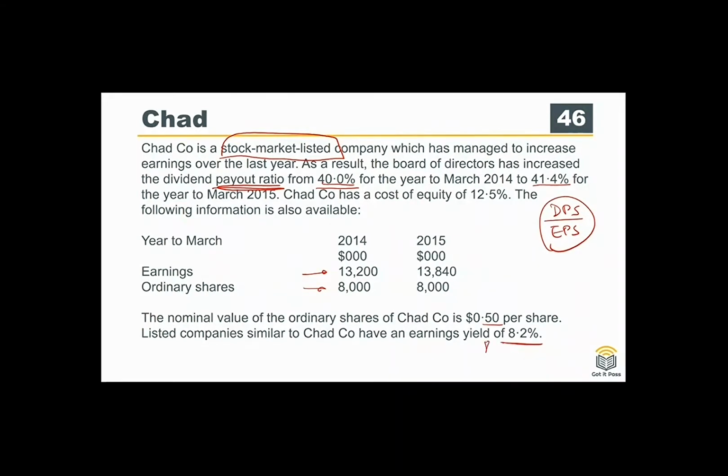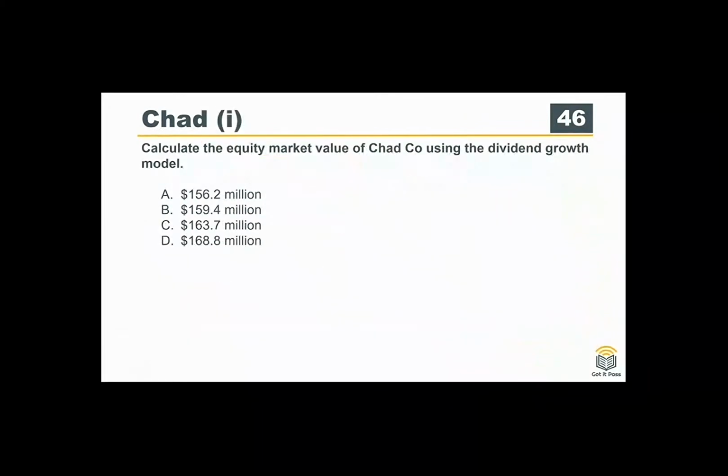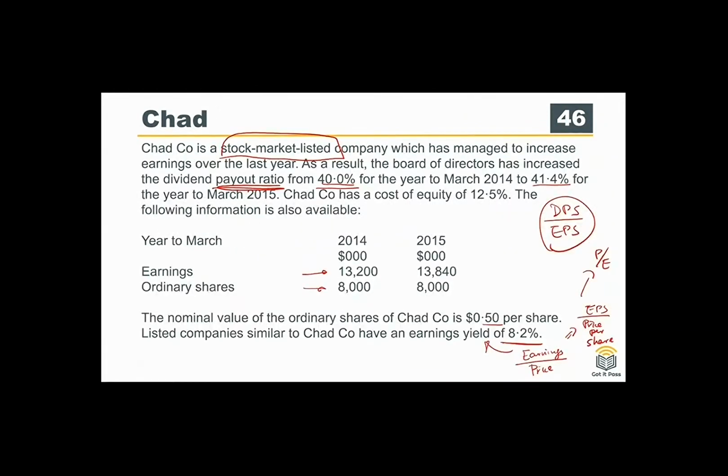For earnings yield, if you don't know the definition, let me show you. Earnings yield means earnings divided by share price, or earnings per share divided by price per share. It is just the opposite, the reciprocal of the PE ratio. PE ratio is price over earnings. So it is just the reciprocal of the PE ratio.